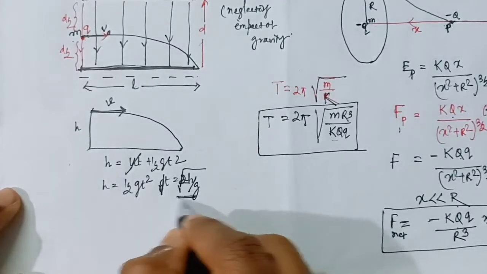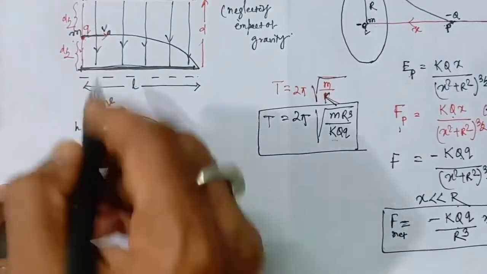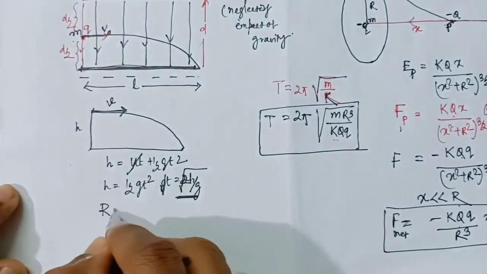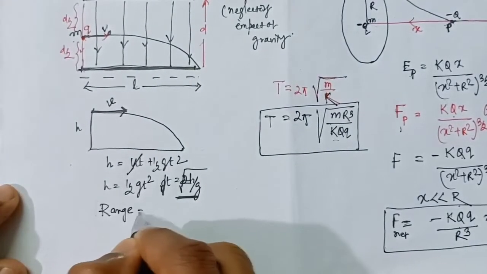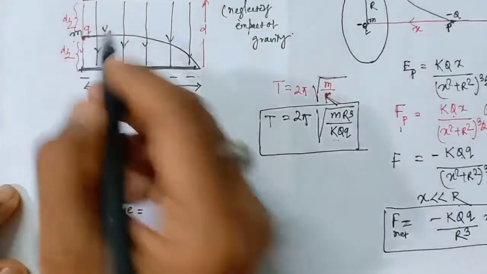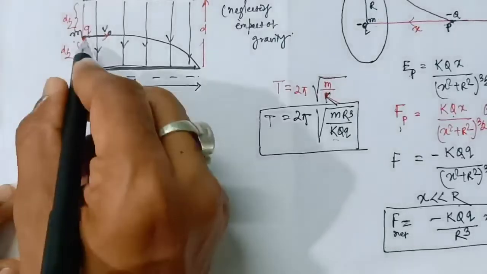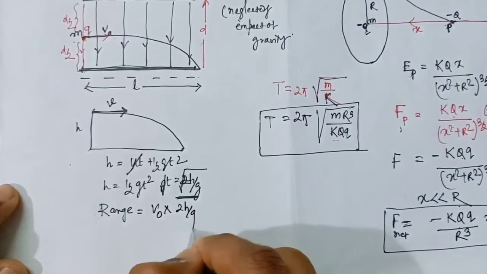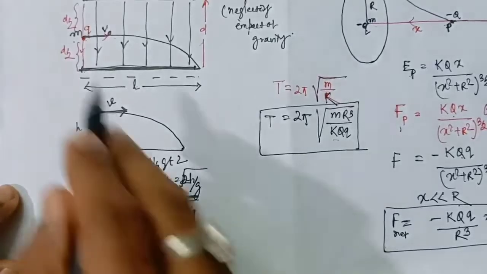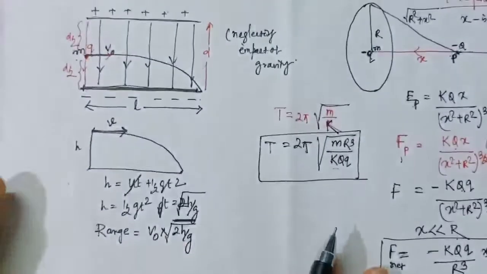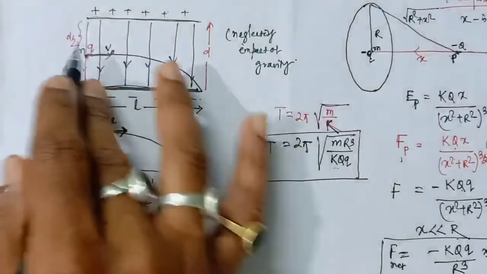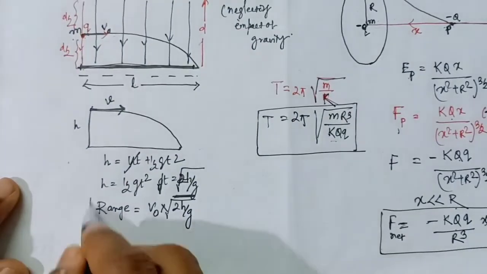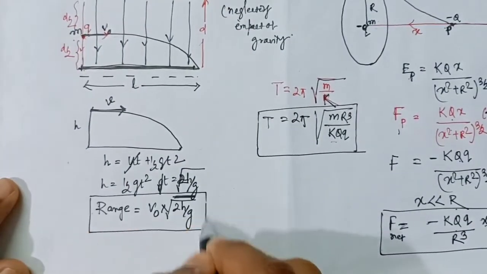Once I get the time taken, root of 2h by g, I can easily find the range of the projectile. Range is nothing but velocity into time. The horizontal velocity is v0 and the time taken is root of 2h by g. So one student must think about this: it is a combined question based on projectile motion and electric field. The expression is very clear. For the range, a student must use this formula.